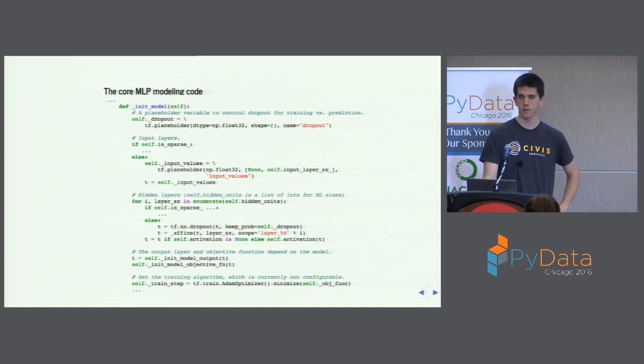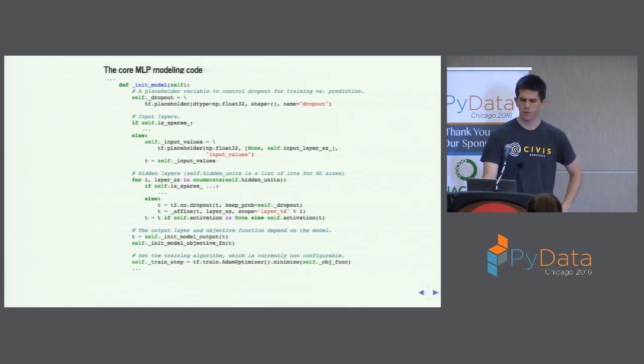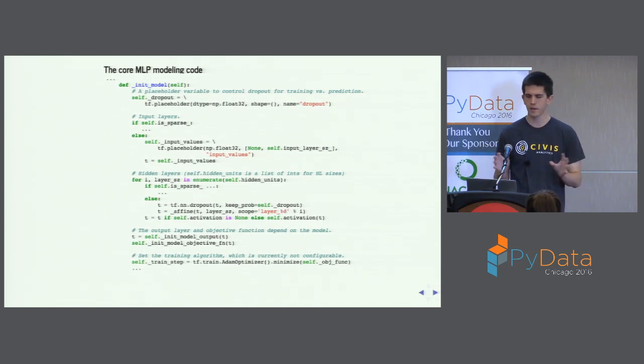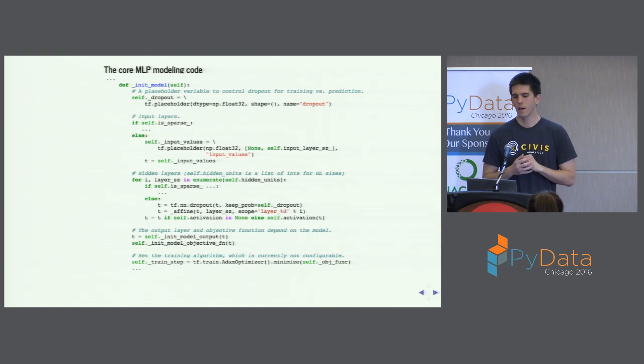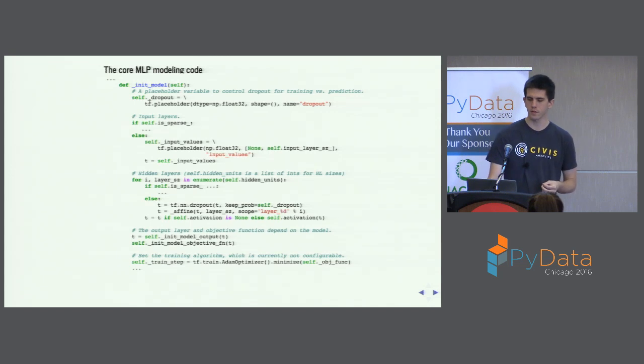This is the actual TensorFlow part of implementing a multi-layer perceptron. Dropout is a sort of regularization, a probability of dropping inputs in the network as we're training. And so we have a value for a placeholder to be able to turn that off, because you actually want to turn that off when you're making predictions. So we have a placeholder for that as an input, and then we also have the input layer here.